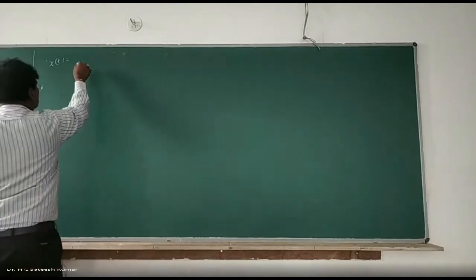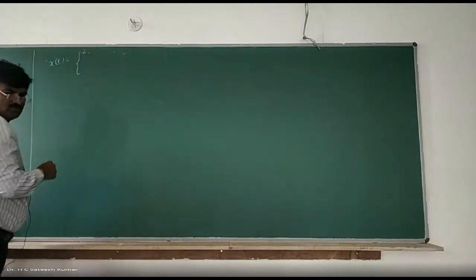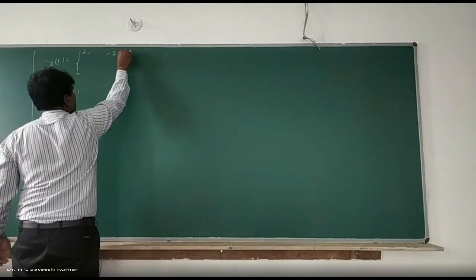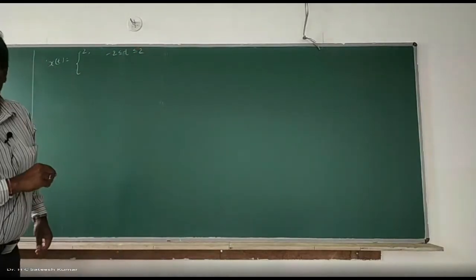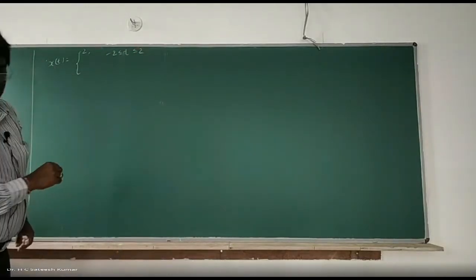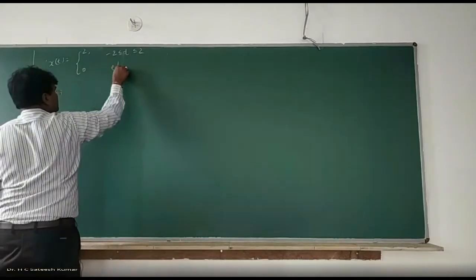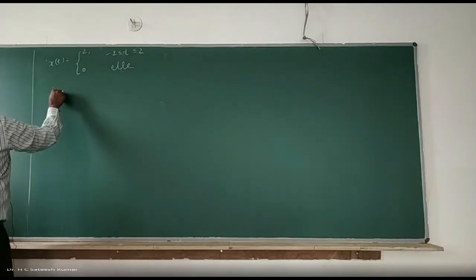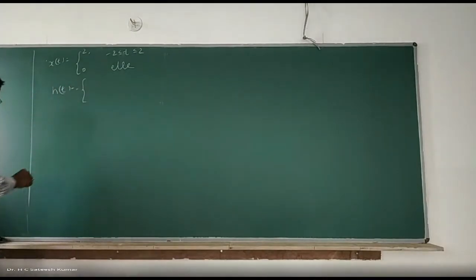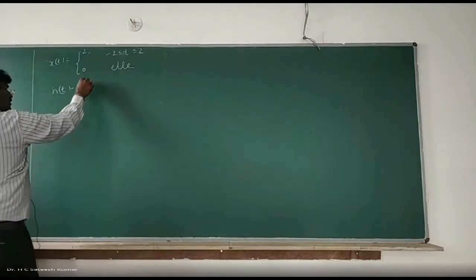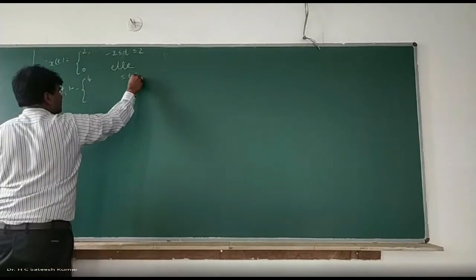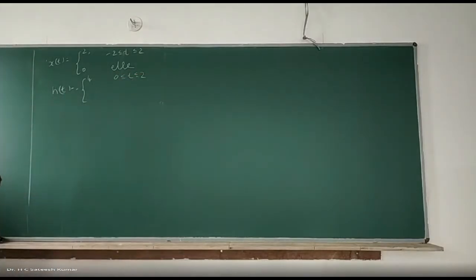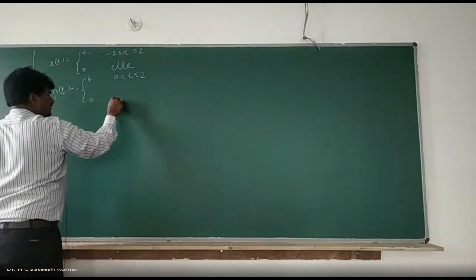2 for t lies between -2 to +2 and is equal to 0 elsewhere. And h of t is equal to 4 for t lies between 0 to 2 and is equal to 0 otherwise.